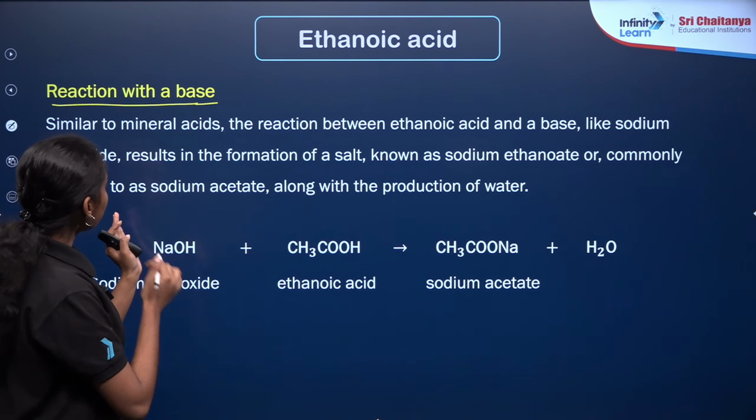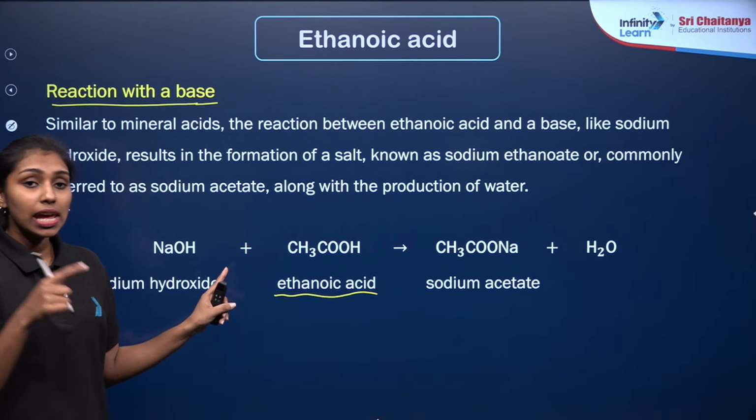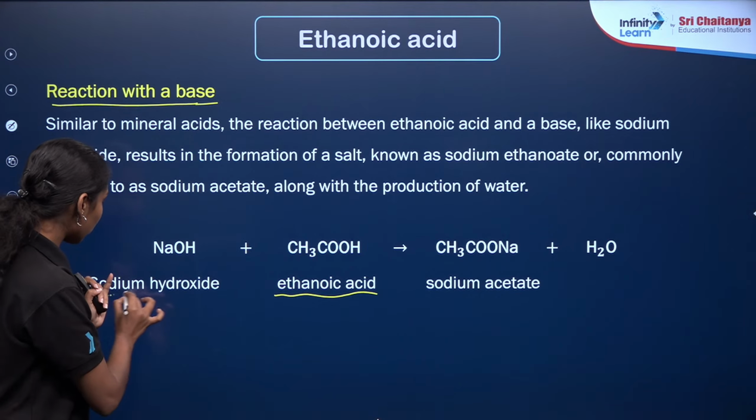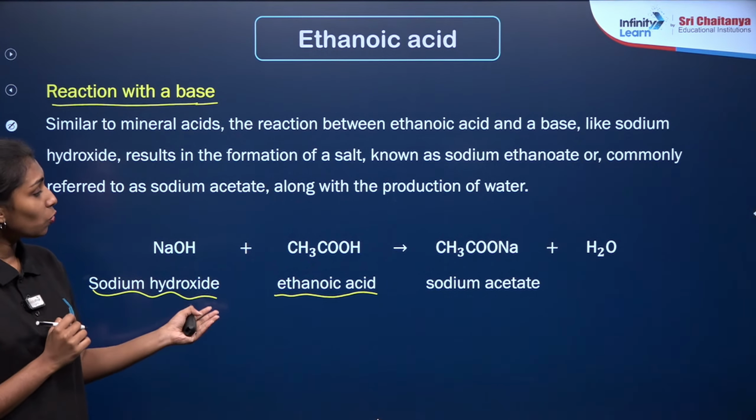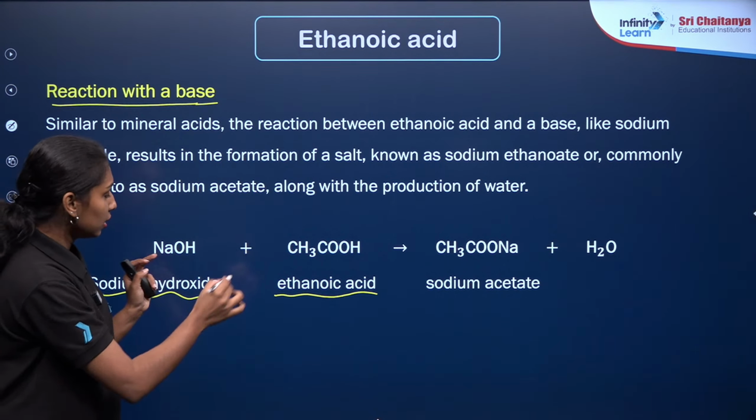For example, here I am taking acetic acid, or ethanoic acid, and I am taking the base as sodium hydroxide, NaOH, right? These will react with each other. The OH and this hydrogen will react to form water as the byproduct. Then CH₃COO acetate plus sodium will form sodium acetate. Clear? Is that clear?